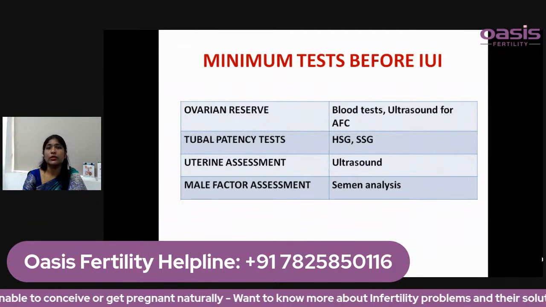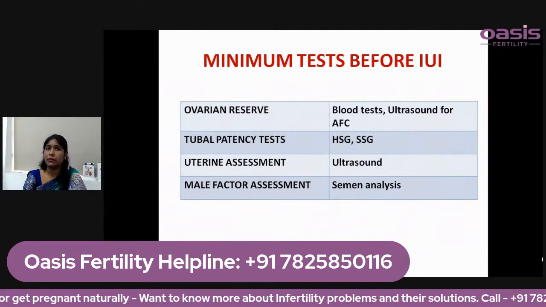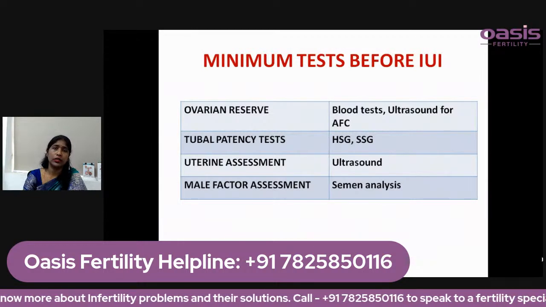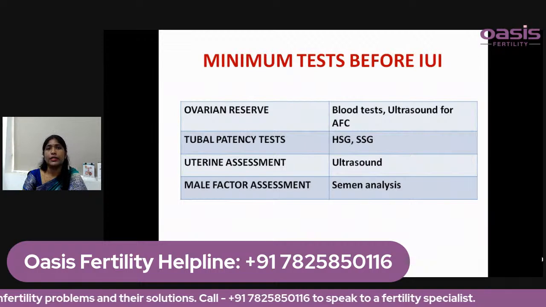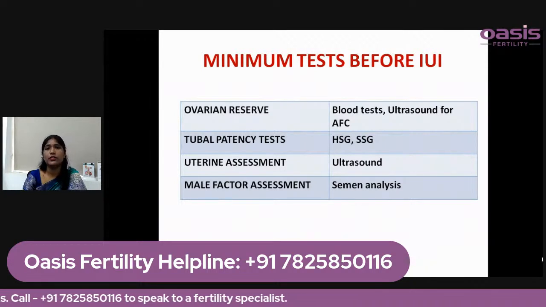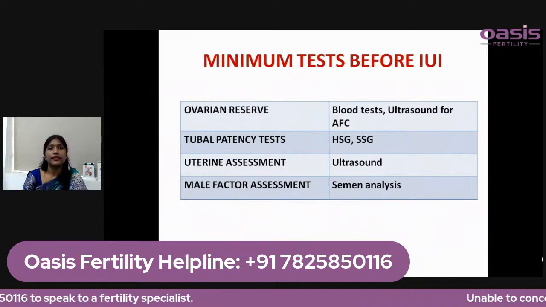So first, we need to know the ovarian reserve. For this we have blood tests like the AMH test, and then we have ultrasound to know the antral follicular count. To know whether the fallopian tubes are open, there are tubal patency tests which are called hysterosalpingogram or sonosalpingogram. Then third is the uterine assessment.